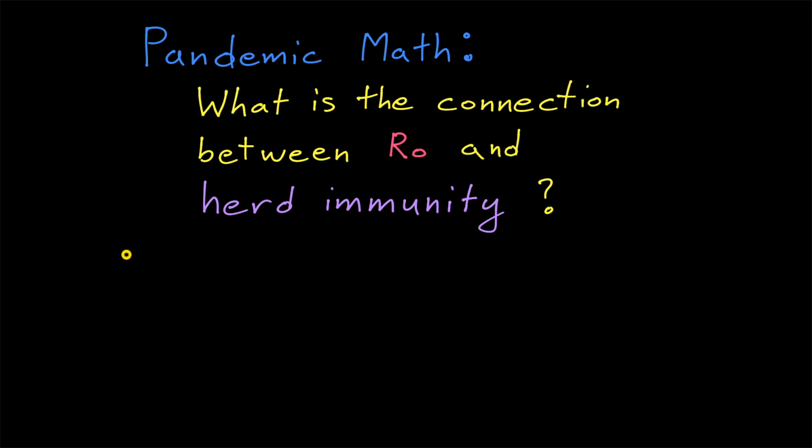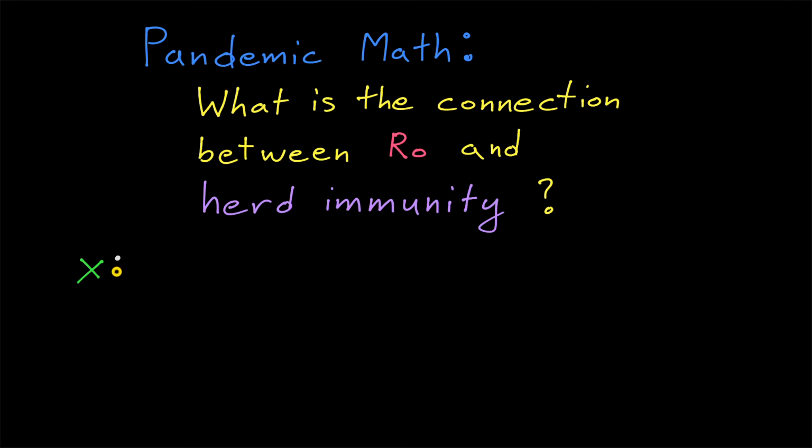So today we're going to do some pandemic math. In particular, we're going to learn what is the connection between R0 and herd immunity. Now, before I define R0 and herd immunity, let's define a few terms that will be useful for us moving forward. So the first term I want to define is X.